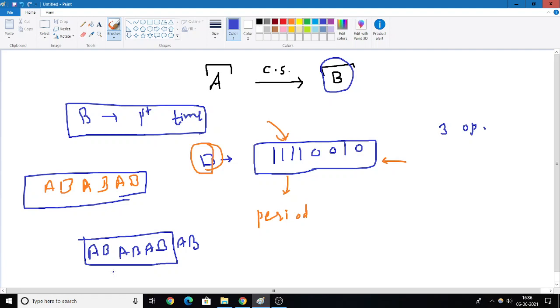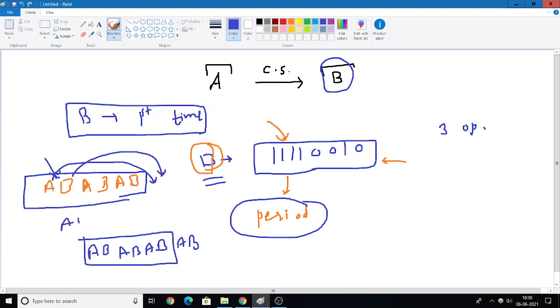Why is this period important in this problem? Because once you get this B, you just have to perform the period number of operations to get it again. Like for example, look at this string. The period is 2, and I need to perform only 2 operations to get this string back. In the first operation this A goes here, in the second operation this B goes here, and after that we get AB AB AB. We get the same thing again. So after we have found this B, we just have to find the period of this string B, because that is the minimum number of operations you need to do in order to get this string back.